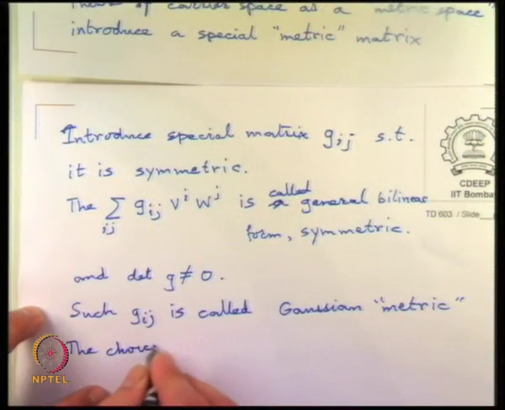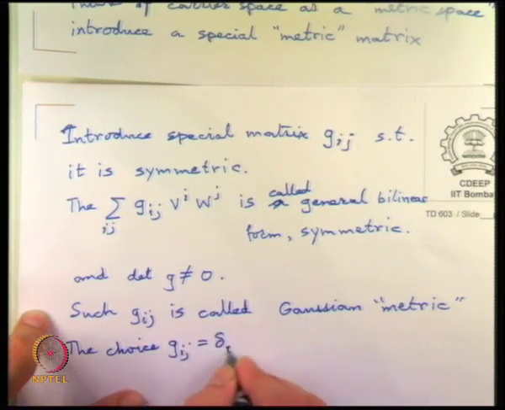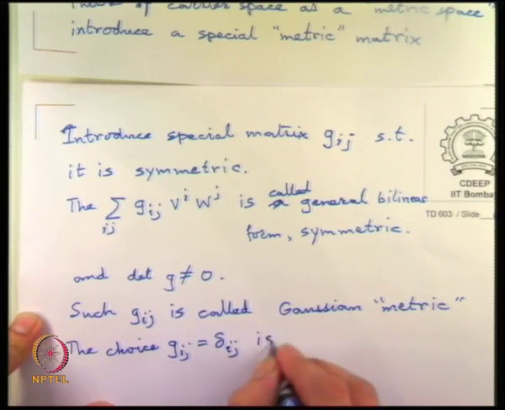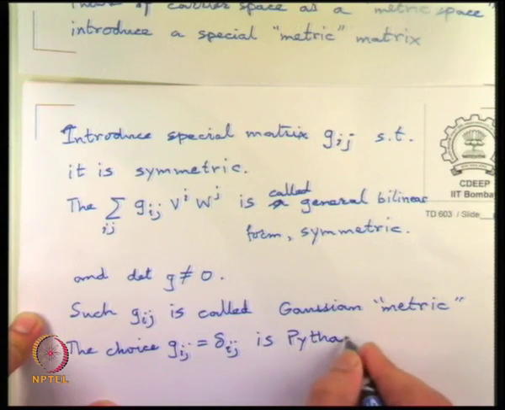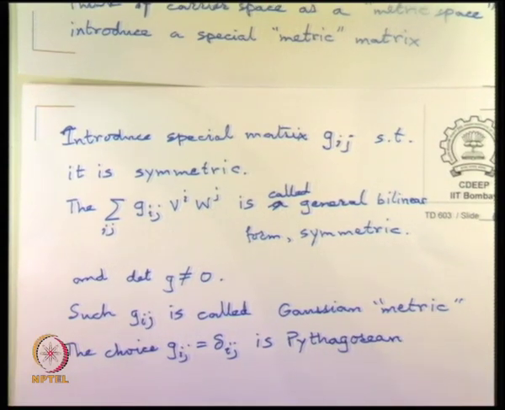So, let me write one more thing. The choice Gij equal to delta ij is called Pythagorean, and is the simplest. In fact, if G as introduced is a symmetric matrix, a symmetric matrix can always be diagonalized, and by transforming its diagonal, whatever scales, whatever eigenvalues there are, you rescale the basis vectors with inverse of square roots of those, you can make the matrix completely identity matrix.